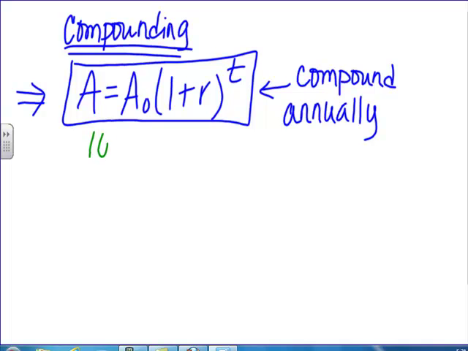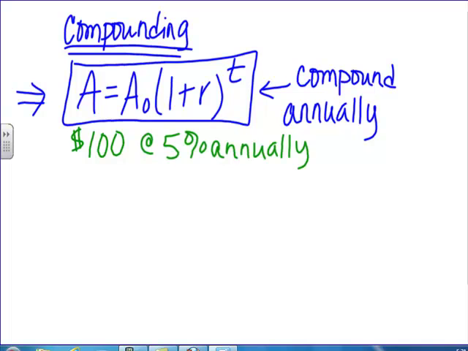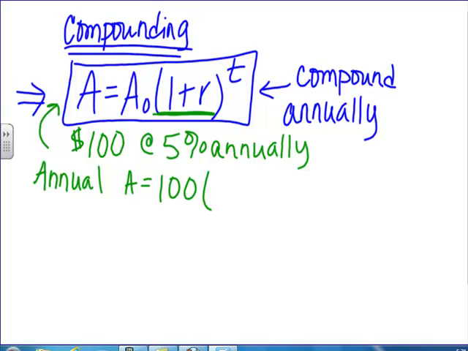Just to think about this, I think I gave you a similar example before. If I have $100 and it's going to be compounded annually at 5%, and the question is, how much do I have after 1 year? When it's annual compounding, I'm going to use this little equation here and say A is equal to 100. Once again, I'm going to let this equation do the work for me, times 1 plus, and the rate I need to write as a decimal, 1 plus 0.05 to the first power. Now if we multiply that out, it turns out it's $105.